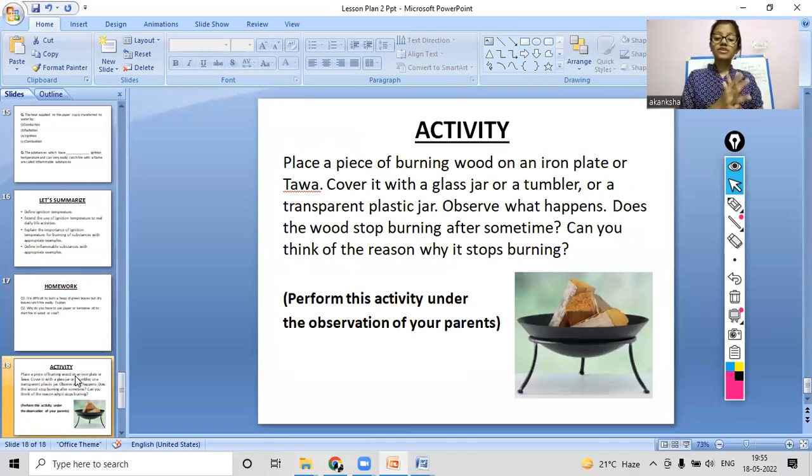Then you have to perform this activity. What you have to do is take a piece of burning wood on an iron plate or tawa, cover it with a glass jar or a tumbler or a transparent plastic jar. Observe what happens. Does the wood stop burning after some time? And can you think of a reason why it stops burning? If yes, you have to write all your observations and your reason for your observation, right? The important thing that you have to keep in mind is you have to perform this activity under the observation of your parents.